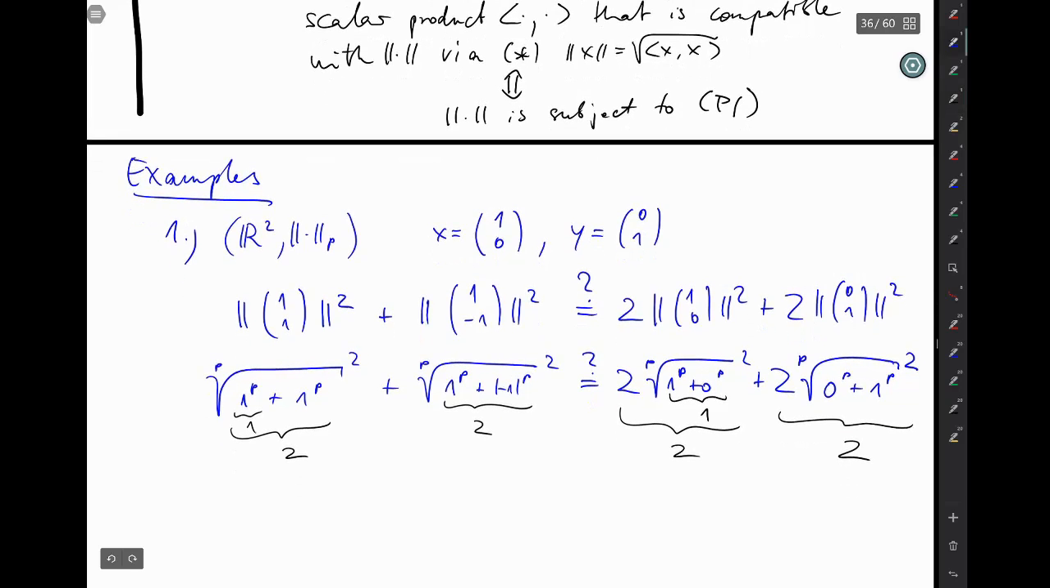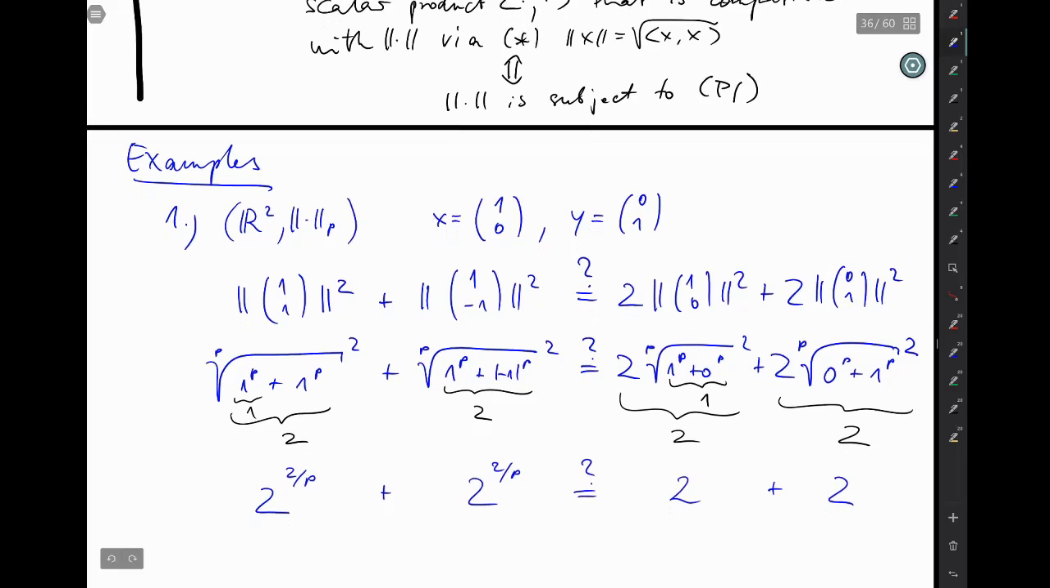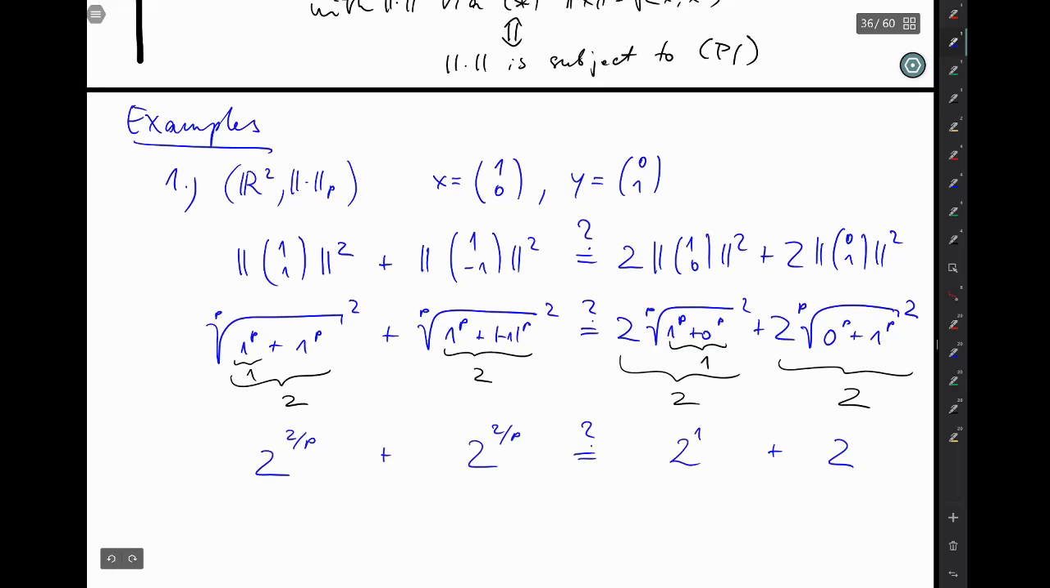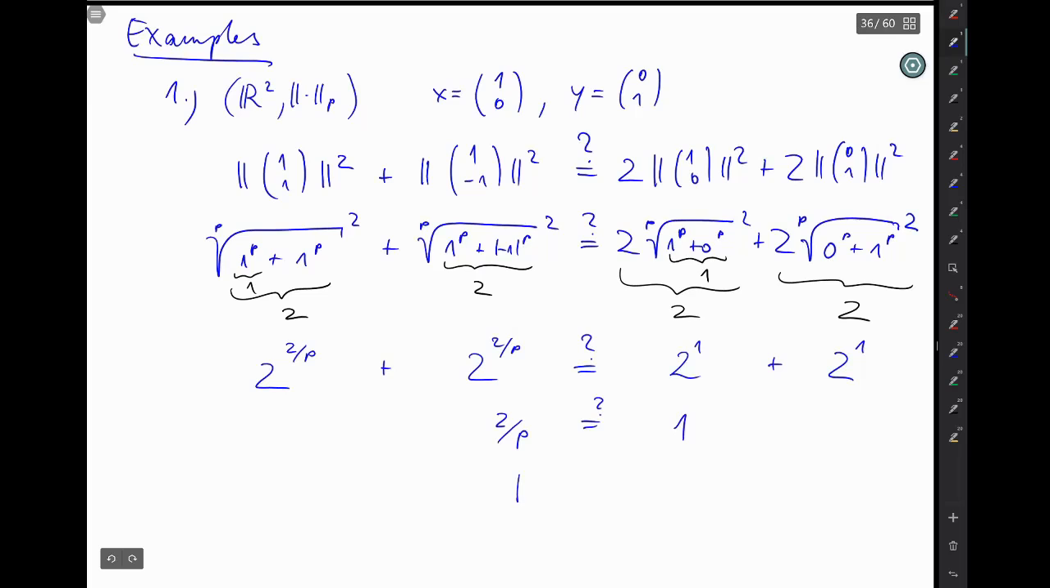So what do we see? We see 2 to the power of 2 over p plus, and here the same, 2 to the power of 2 over p, and the question is whether that is the same as 2 plus 2. Well, the exponent here is 1, the exponent here is 1. So the question is whether or not 2 over p is the same as 1, or to phrase it differently, whether or not p equals 2, and that's your condition.